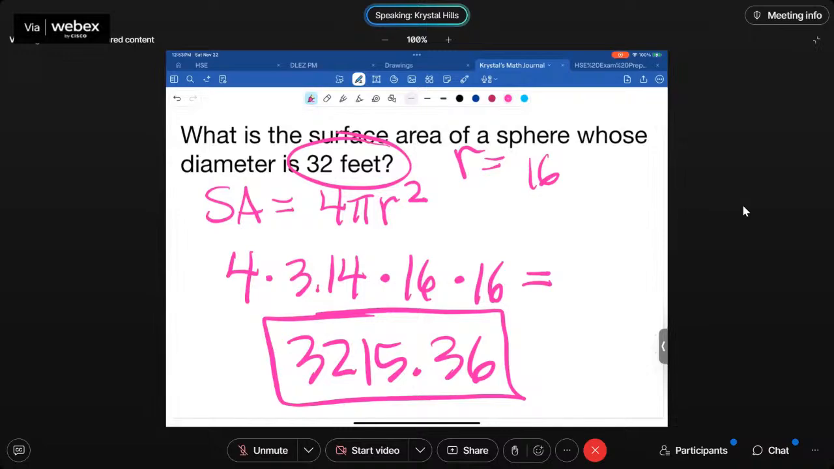He said, are we using the cylinder formula instead of the sphere? No, we use the sphere. We use surface area of a sphere. Surface area of a cylinder would be 2 pi r height plus 2 pi r squared. So we use surface area of a sphere.